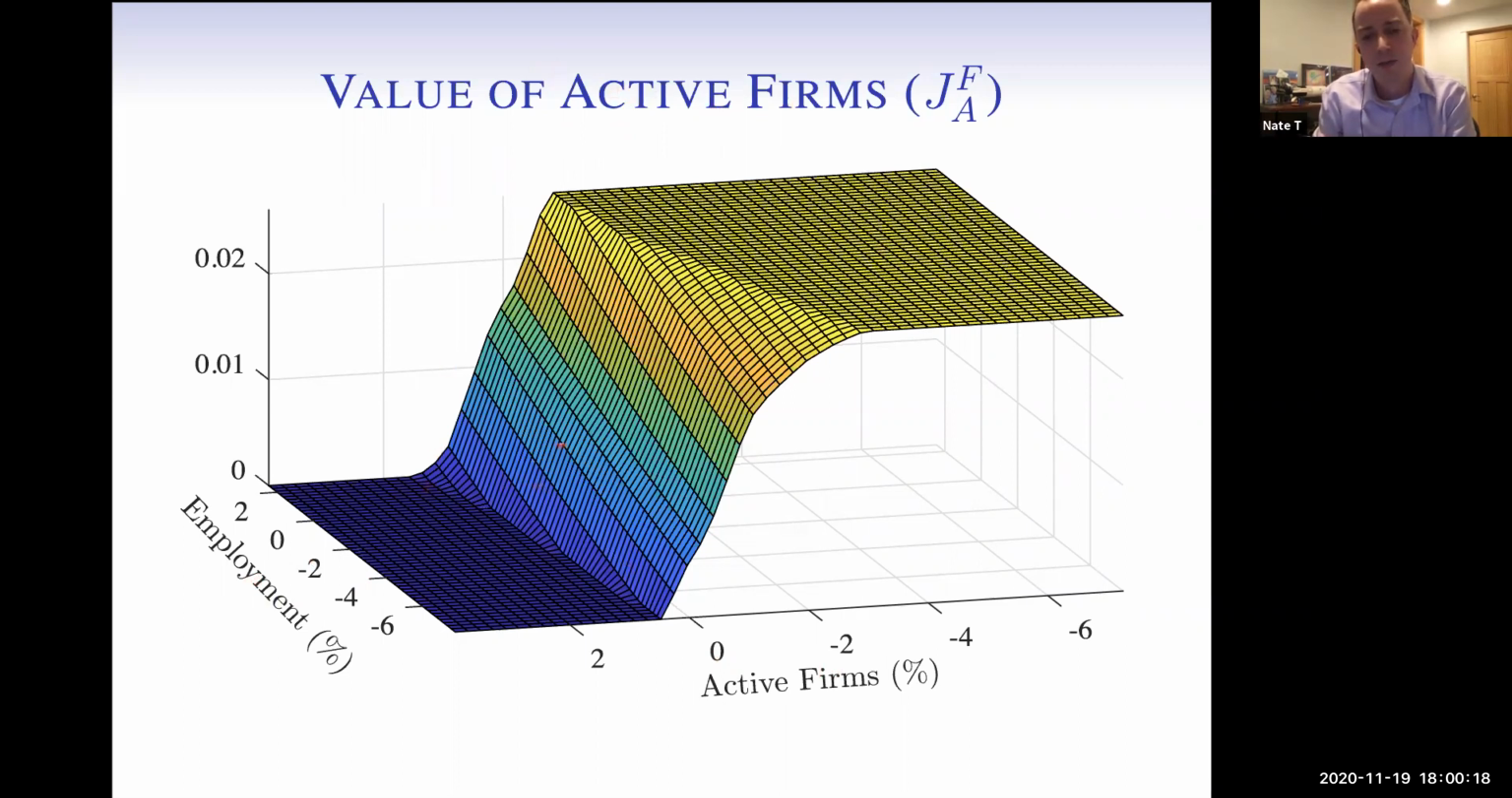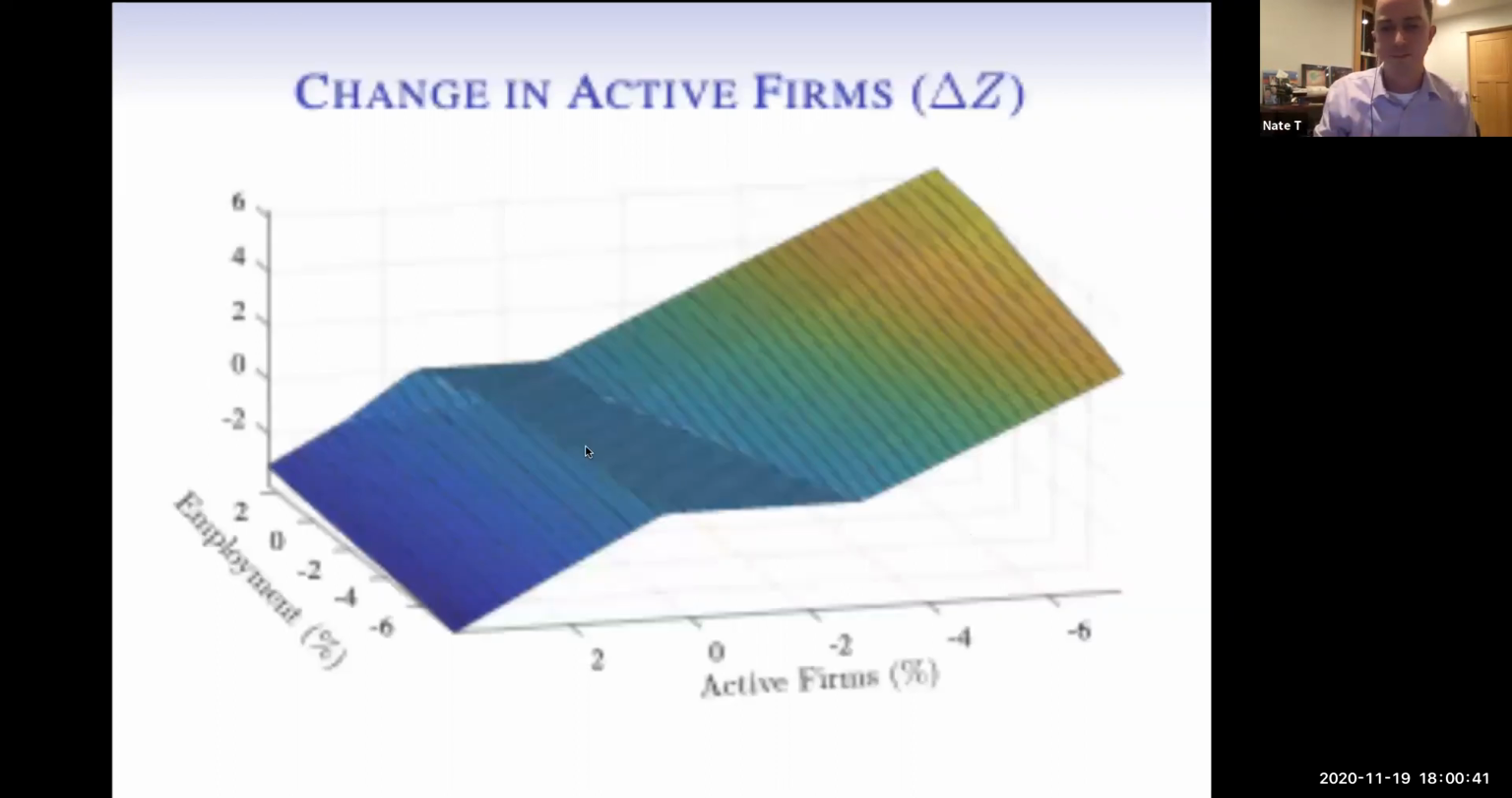And this is the value of active firms producing goods in the economy. The short of it is that if firms are really valuable, then other firms want to enter, and that reduces the value of existing firms. And if firms aren't very valuable, they start to exit, and then that puts a floor on how valuable these firms can be. Somewhere in between these two extremes, profits can either increase or decrease.